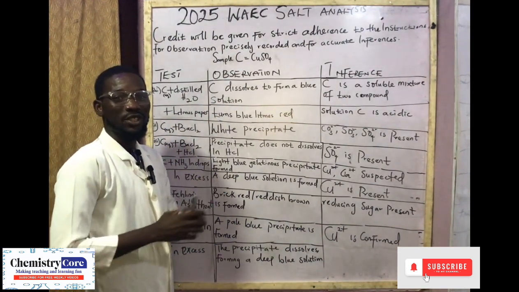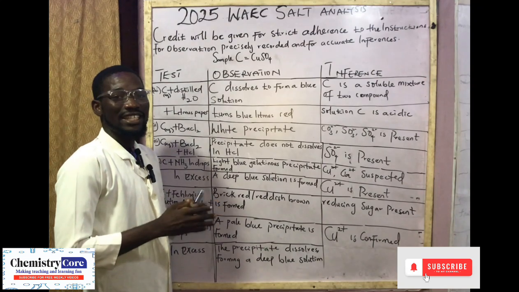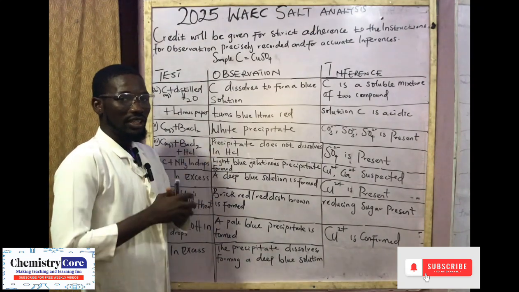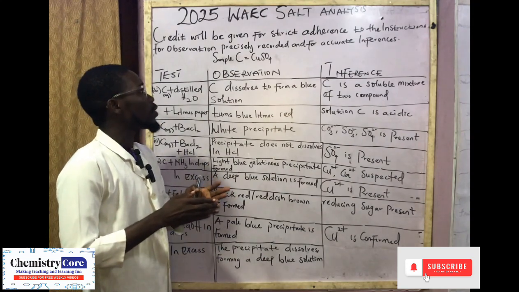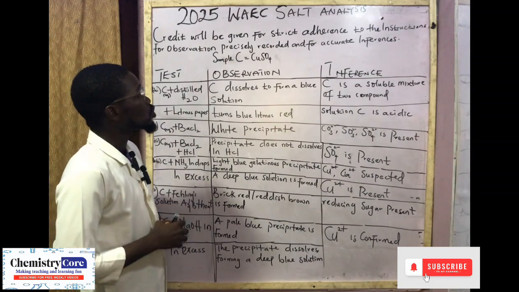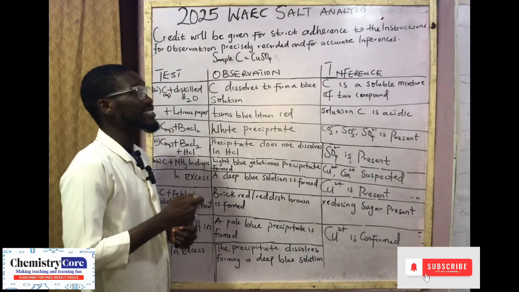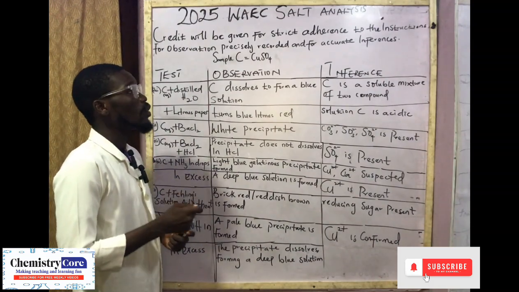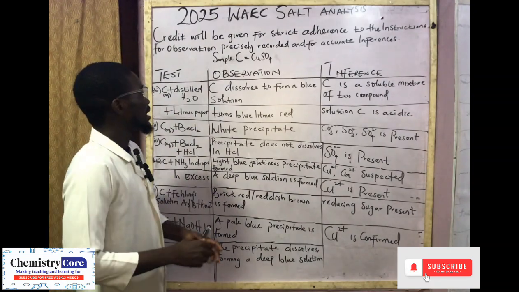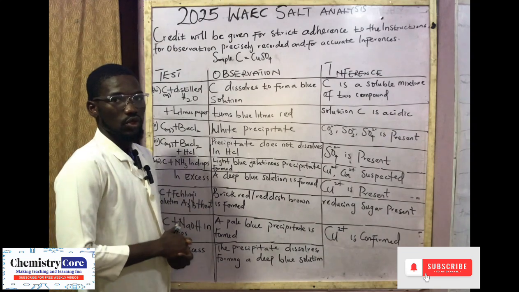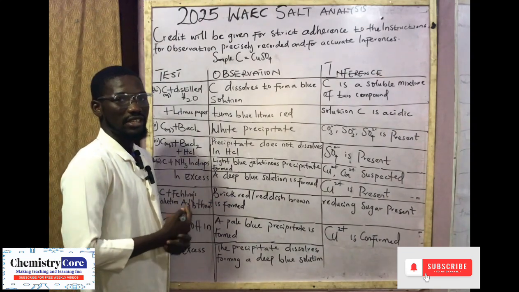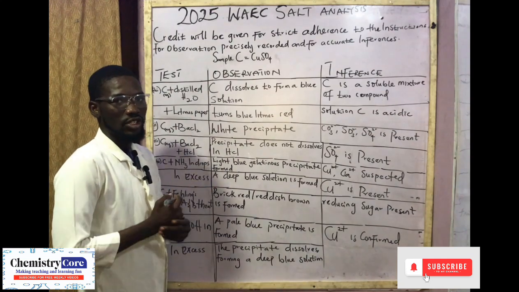In today's lesson, we want to take a look at the qualitative analysis test of 2025 WAEC practical. So this goes down: 2025 WAEC qualitative analysis. Credit will be given for strict adherence to instruction, for observations precisely recorded, and for accurate inference. So the salt given is sample C, and that sample C is copper(II) sulfate, or you call it copper(II) tetraoxosulfate(VI). Exactly. Now that is the salt given.